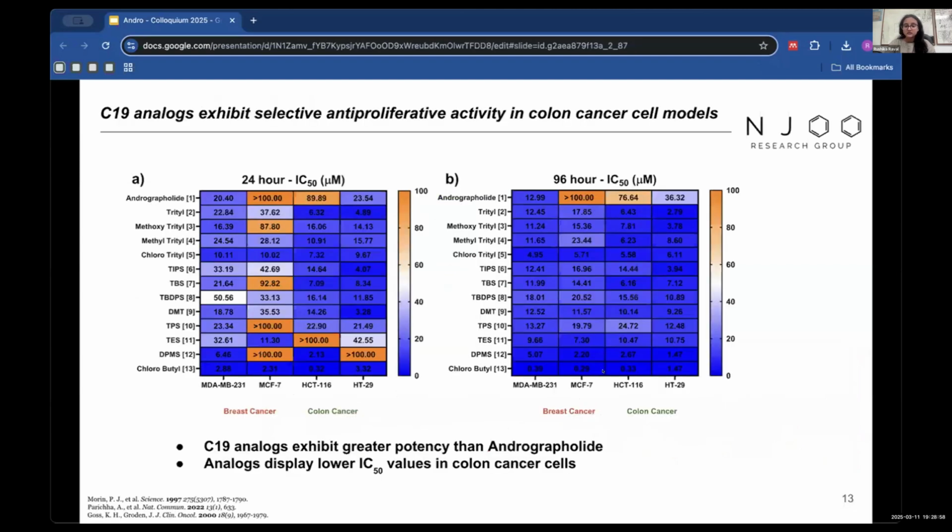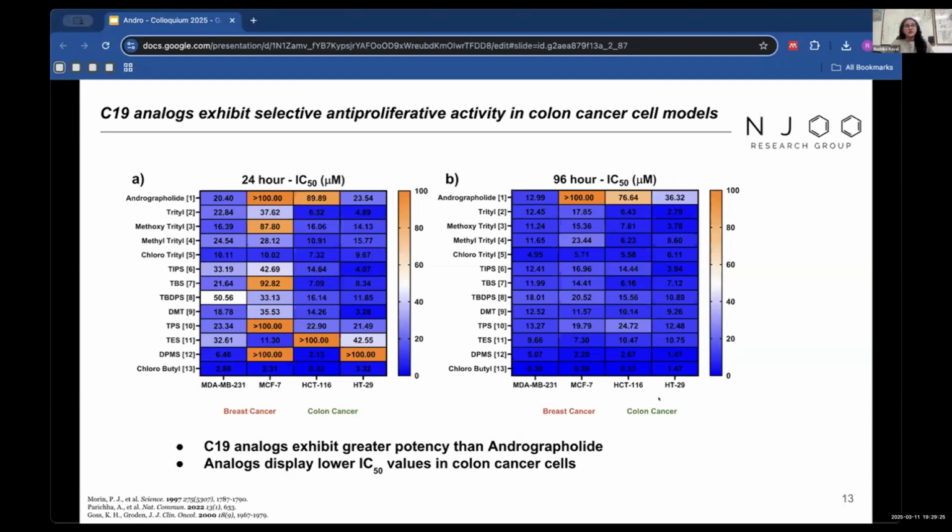With these analogs in hand, we wanted to test these compounds' anti-proliferative activity. We chose four different cell lines, breast and colon cancer: HCT116, A229, MCF7, and MDA-MB231. We performed this experiment at 24 and 96-hour time points.